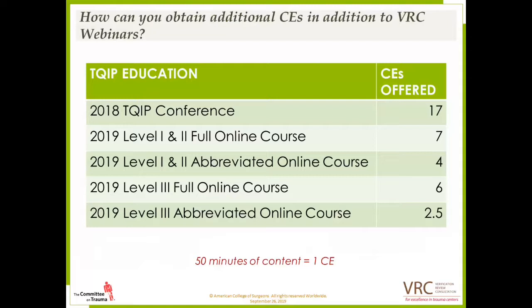If you have already taken the online course before, we offered an abbreviated online course, and for level 1 and 2s you would get 4 CEs, and that's all the new things and changes from the previous course. And level 3s is the same. Their CEs aren't as many because level 3 centers don't report the TQIP process measure data elements, so that section of the course is not included for level 3s. And for our CE provider, every 50 minutes of content equals 1 CE.